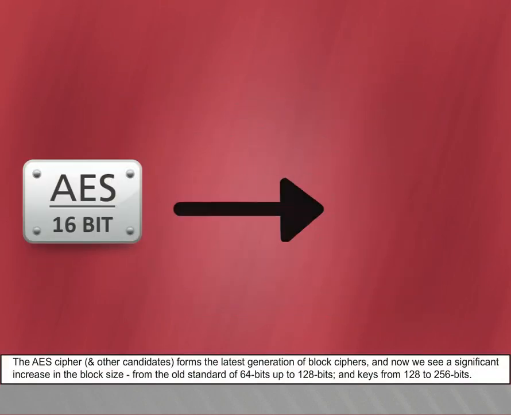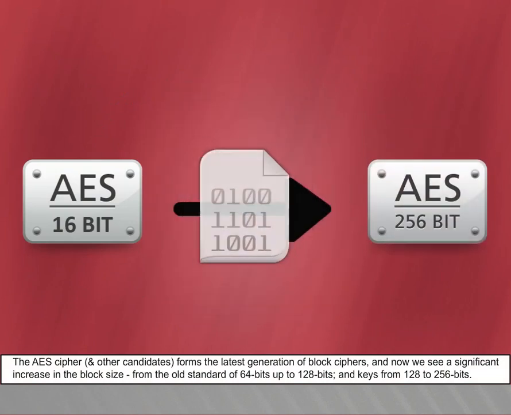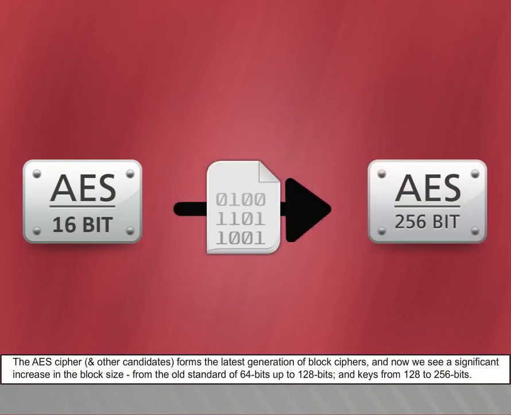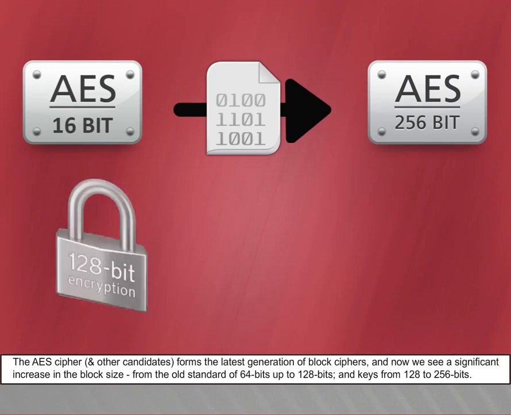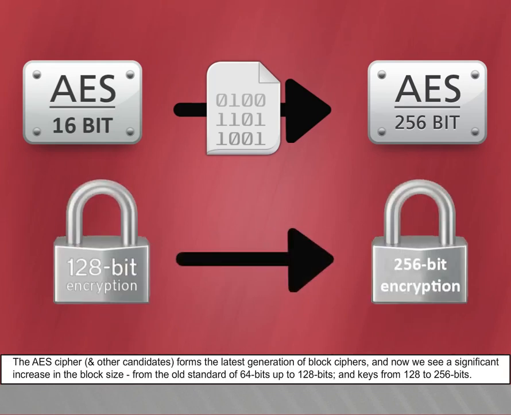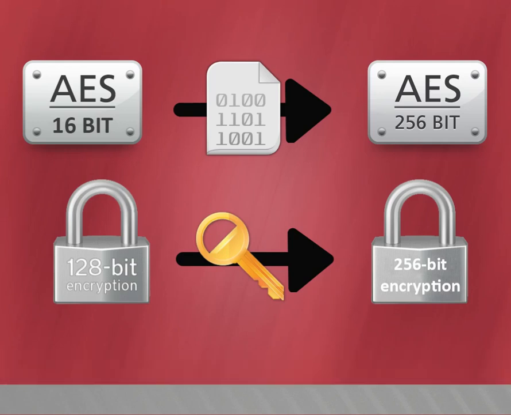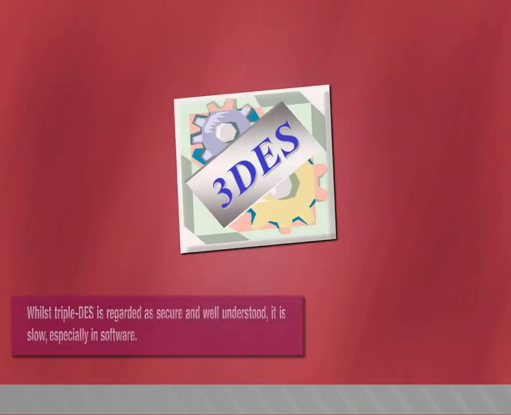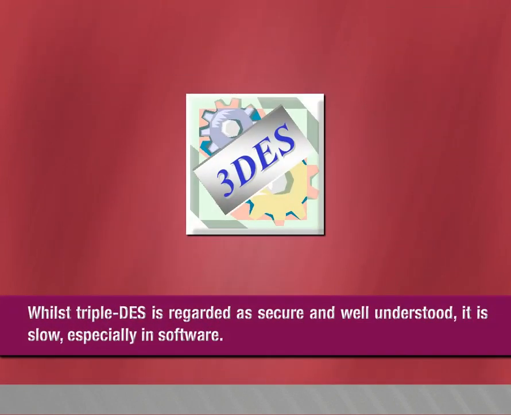The AES cipher and other candidates form the latest generation of block ciphers, and now we see a significant increase in the block size from the old standard of 64 bits up to 128 bits, and keys from 128 to 256 bits. Whilst triple DES is regarded as secure and well understood, it is slow, especially in software.